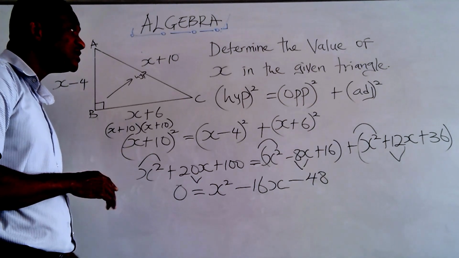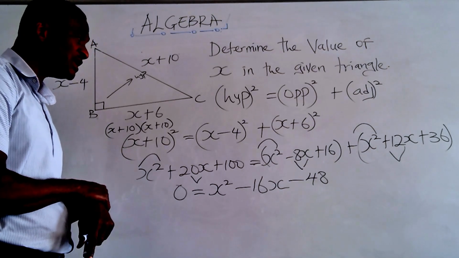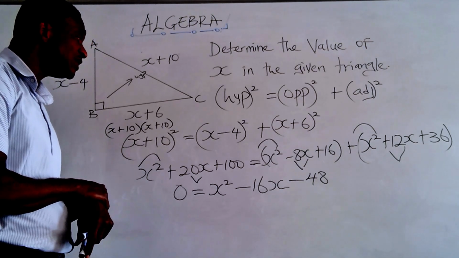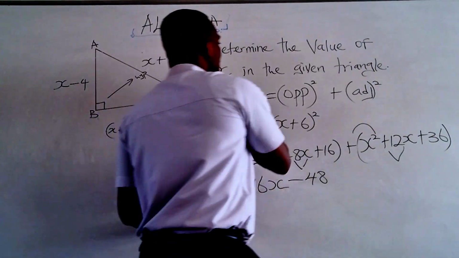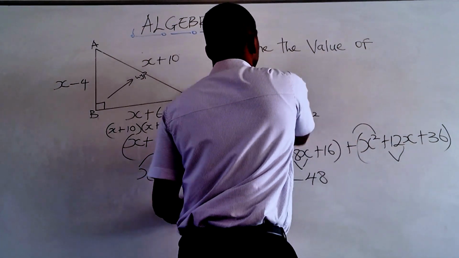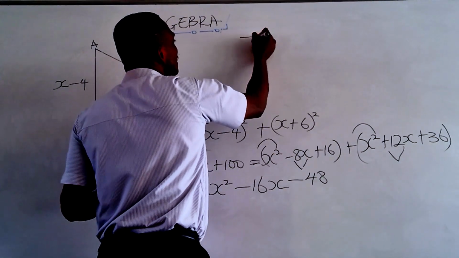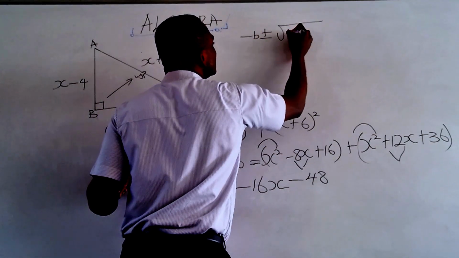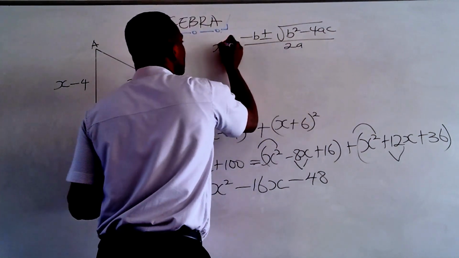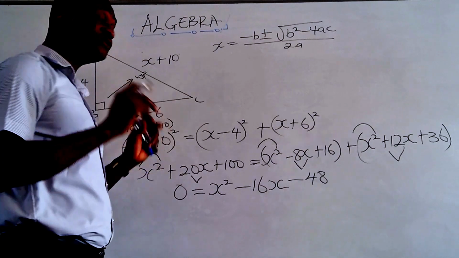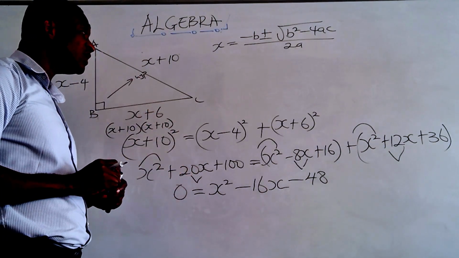So what we can do is, if factorization is not working for us, we go through the quadratic formula. So let's do this. Quadratic formula says that minus b plus or minus square root of b squared minus 4ac, over 2a, will give us the value of x in this case. If you are struggling with the factorization, that is what you do.